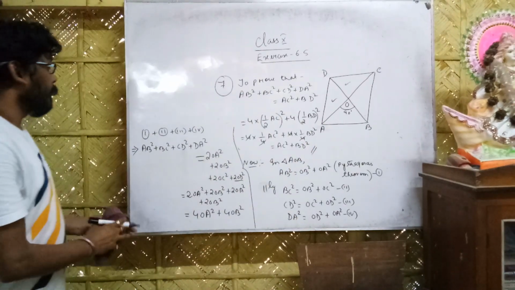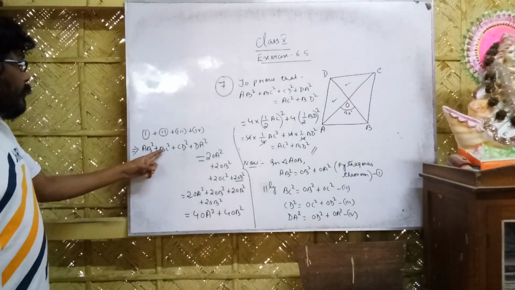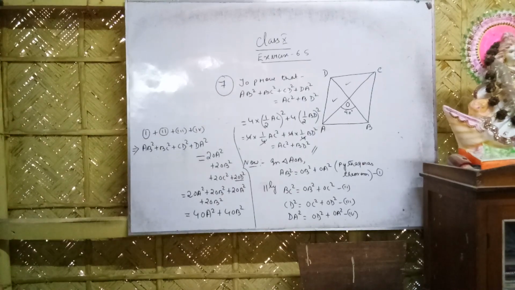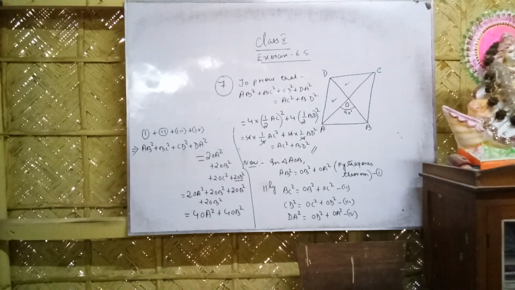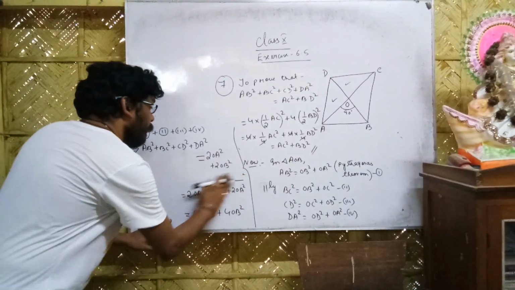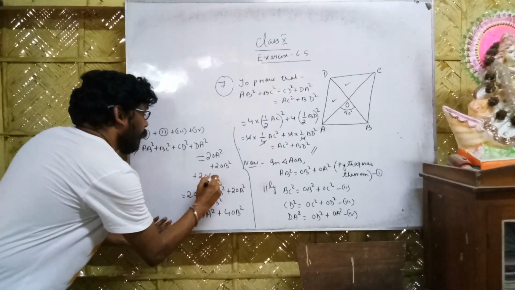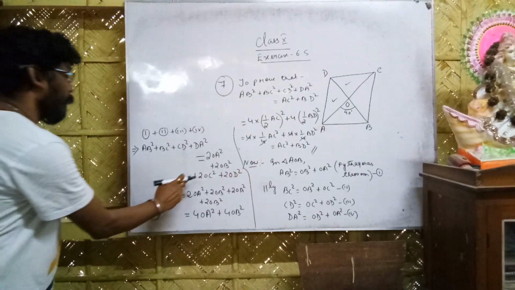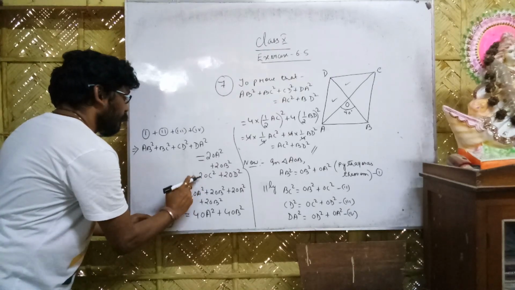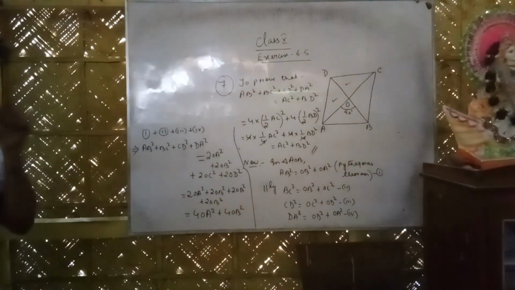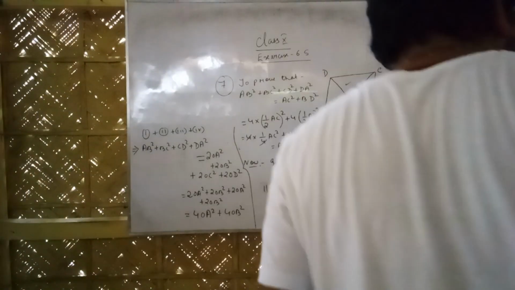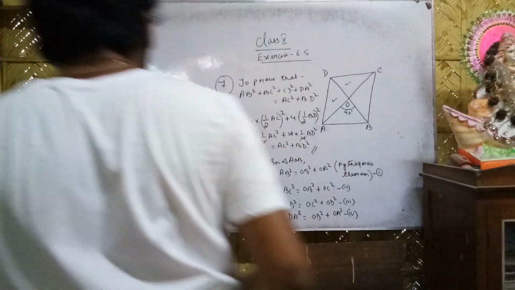So this is the end of the proof of question number 7. What did you get ultimately? AB square plus BC square plus CD square plus DA square equal to AC square plus BD square. Clear?